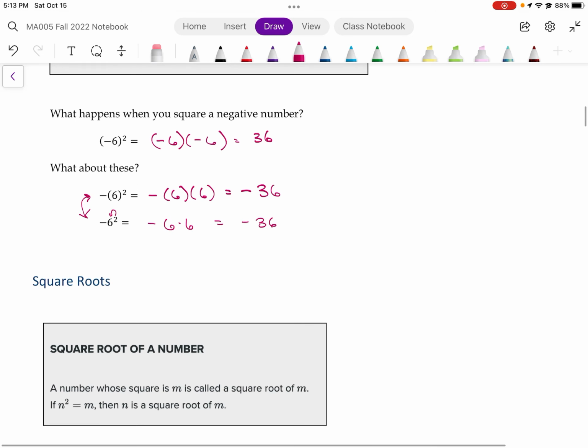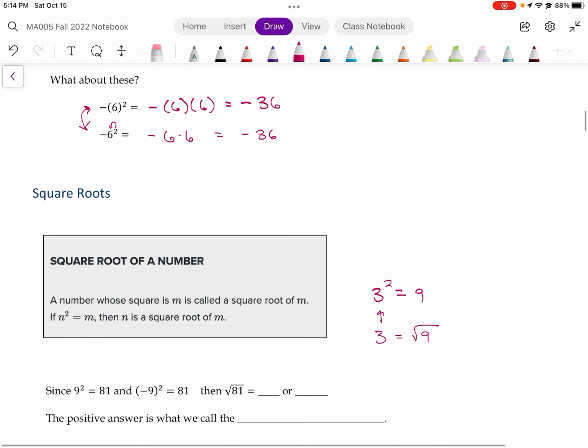Okay, so square roots. A number whose square is m is called a square root of m. So if n squared is m, then n is a square root of m. In other words, if 3 squared is 9, then 3 is the square root of 9.